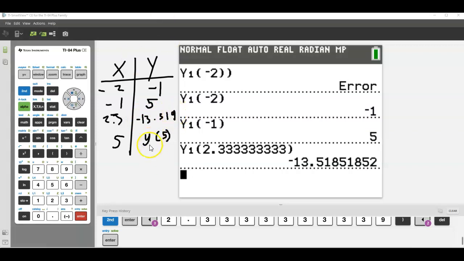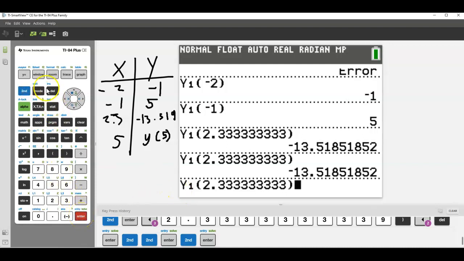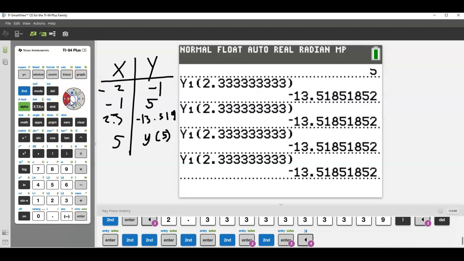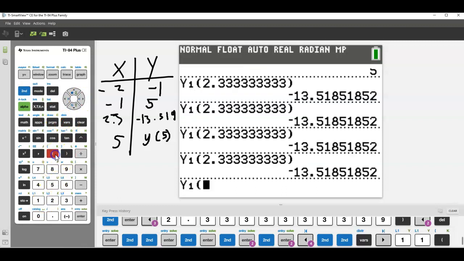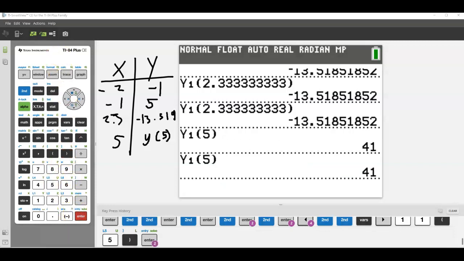And then finally, we're going to do the last one, y of 5, so second entry. Now I don't want to erase all that, so I'm going to push second entry again. And what it does, instead of bringing up the last thing I typed, it brings up the one before that. It should anyway. Thought it would. I guess not. Oh well. I guess I'll just do the whole vars thing again. I don't want to type all that in again. So let's plug in 5. And I get 41 there.